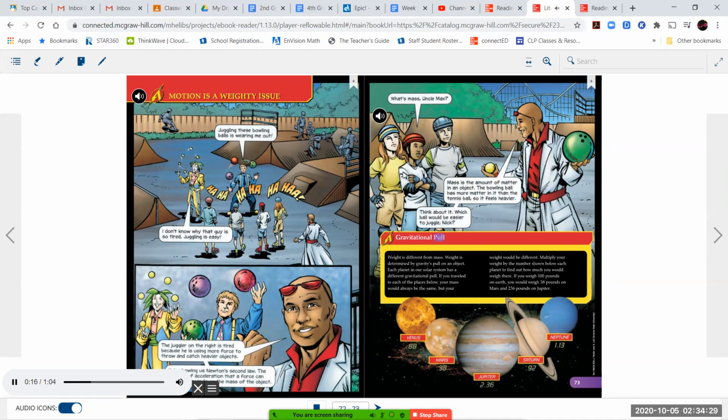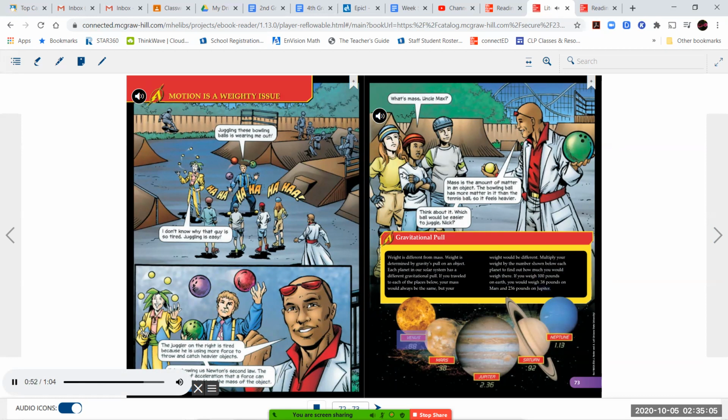Gravitational pull. Weight is different from mass. Weight is determined by gravity's pull on an object. Each planet in our solar system has a different gravitational pull. If you travel to each of the places below, your mass would always be the same, but your weight would be different. Multiply your weight by the numbers shown below each planet to find out how much you would weigh there. If you weigh 100 pounds on Earth, you would weigh 38 pounds on Mars and 236 pounds on Jupiter.